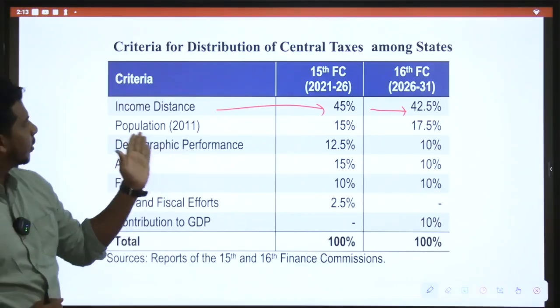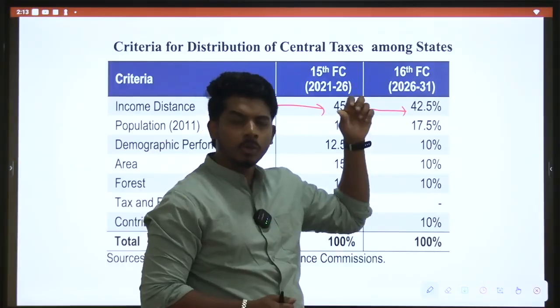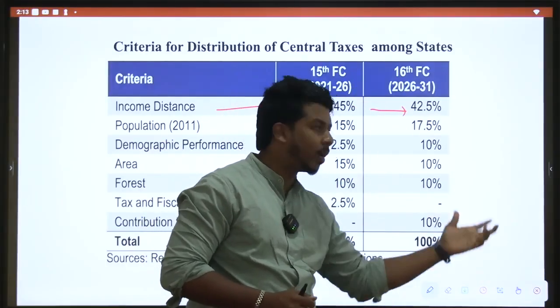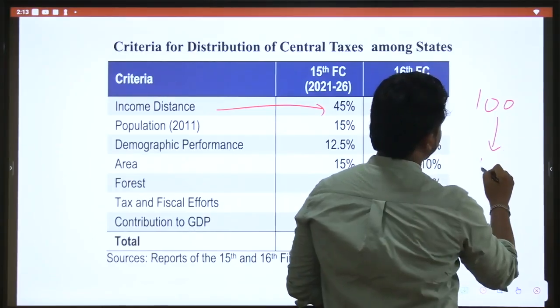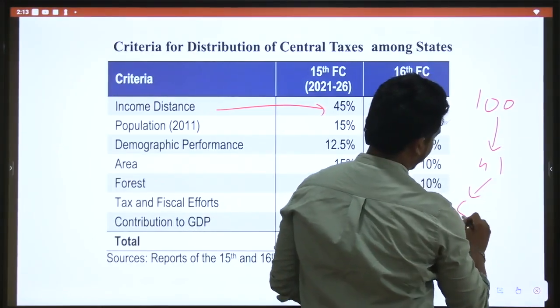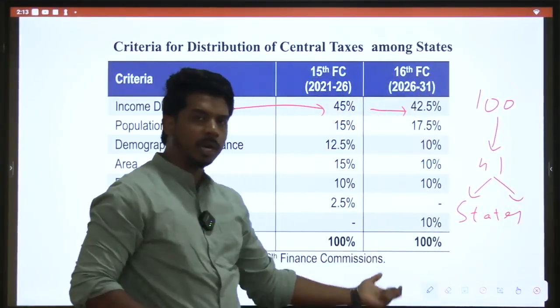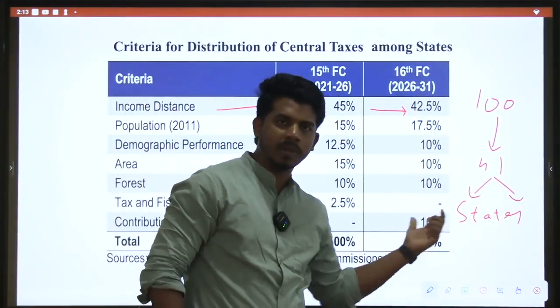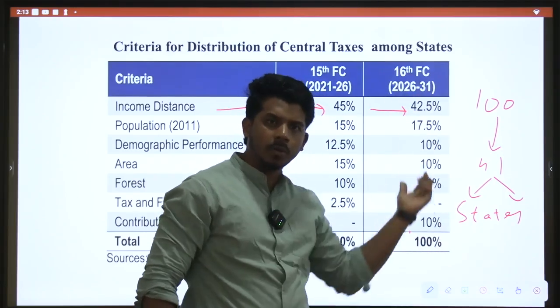Then, they will score every state on this. Those states which have a higher score will receive a higher amount out of this 41 rupees. Those states which receive a low score overall will receive a low amount. The amount of share will be decided by the total score out of this 100.